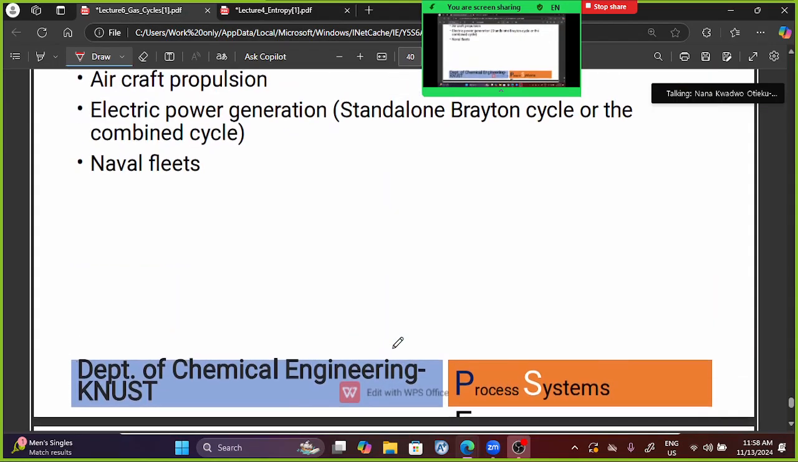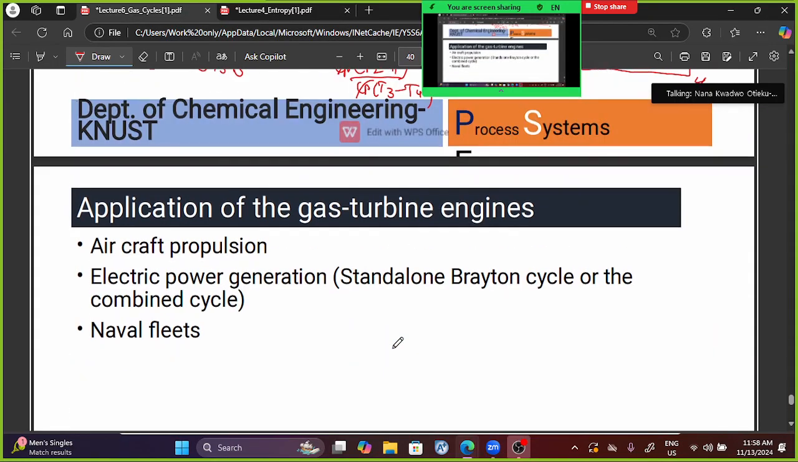So that's it for the gas cycle, right? We'll move on to vapor cycles the next time. So I think that will be on Friday, and we should be done with thermodynamics. So the subsequent week, we'll just be solving as many questions as possible.